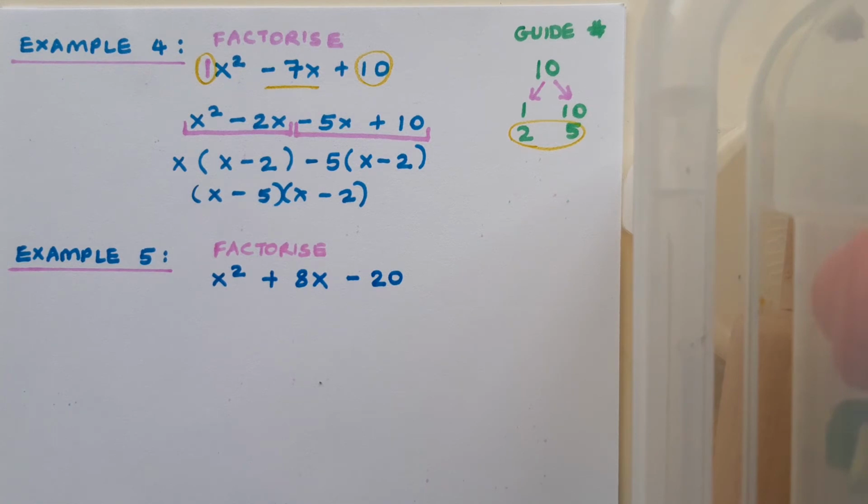Here's example 5. Factorise x squared plus 8x minus 20. Again, I'm going to put a 1 in front of the x squared, that's its coefficient, and I'll get the guide number by multiplying 1 by 20. Notice that even though it's a negative 20, I'm not really paying any attention to the sign at this point. That'll come in later. So my guide number is 1 by 20, which is 20, and now I have to factorise that. Now there are several options for the factors of 20, so just take a moment to note all of them.